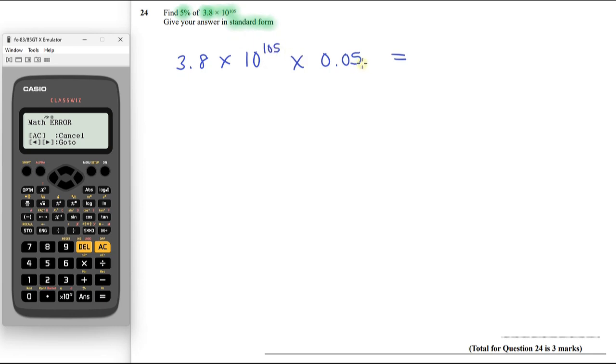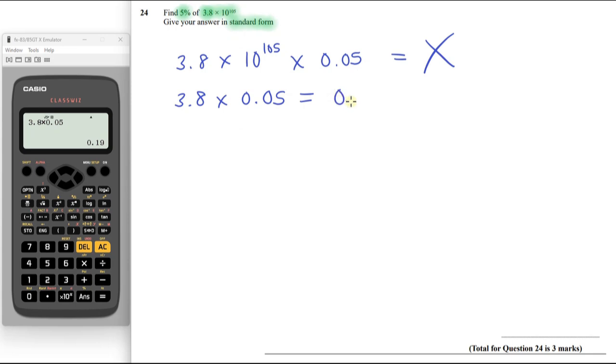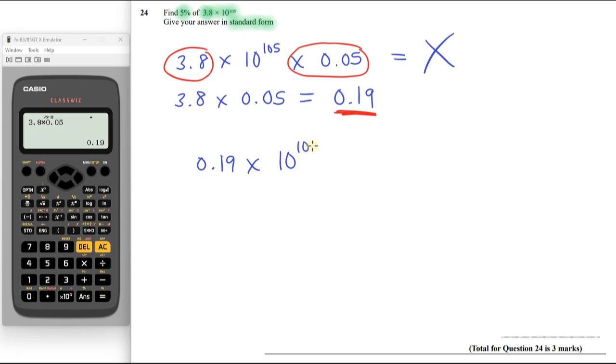To work this out without a calculator, if I just switch this around, I'm going to do 3.8 times 0.05 first. I'm just going to put an X here. We can't do that. So if I cancel this and do 3.8 times 0.05, that gives me 0.19. Now, instead of writing 3.8 times 0.05, I can just write this number. So we're now going to have 0.19 multiplied by 10 to the power 105.